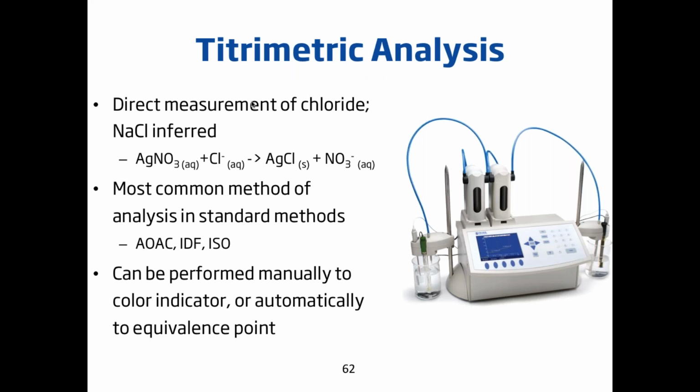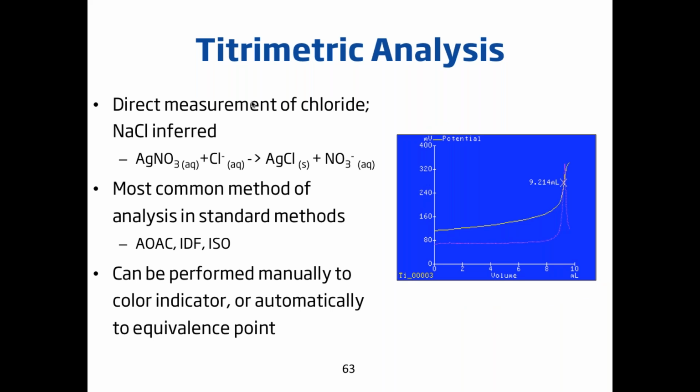So for titration, we're actually doing a measurement of chloride, and from there we're inferring sodium chloride. So we take our sample, we extract all the salt into a liquid matrix, and we add silver nitrate. This reacts with chloride to form silver chloride, and we are able to use that titrator to determine where that exact equivalence point is. This is the most common method in analysis of standard methods, including AOAC, the International Dairy Federation, and ISO. These can be performed manually to a color indicator, or automatically to an equivalence point as shown on our graph here.